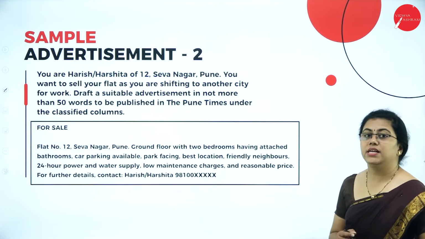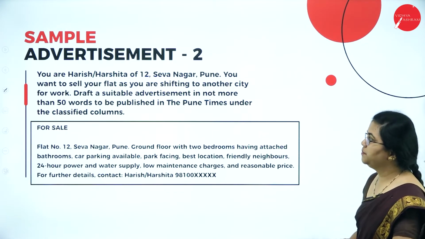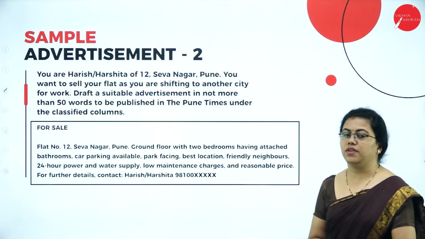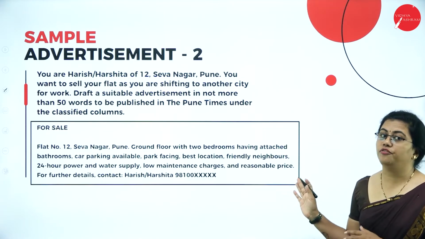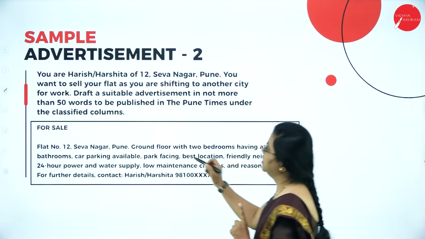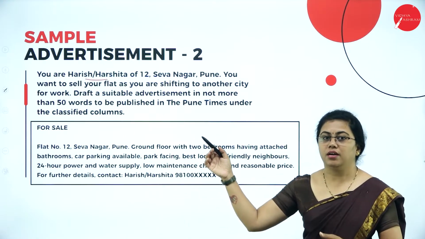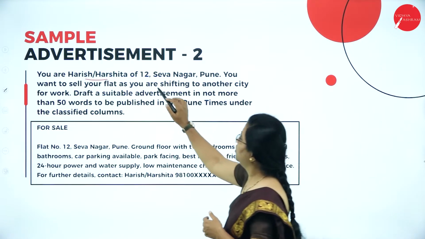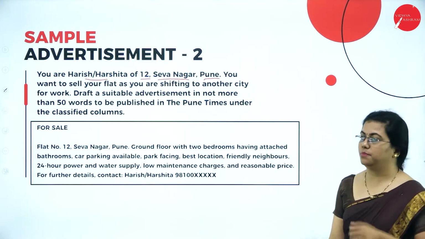We are now looking at the second sample advertisement. This is also a classified. So the person's name is already given. Previously it was not given, now it is given. You are Harish or Harshita of 12. This is the address. This is the name of the person. If you are a boy, you'll write it as Harish. If you are a girl, you'll write it as Harshita. So number 12, Sevanagar, Pune. This is the address of that person.